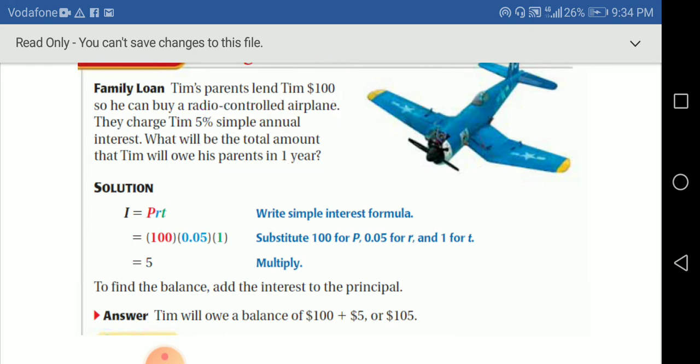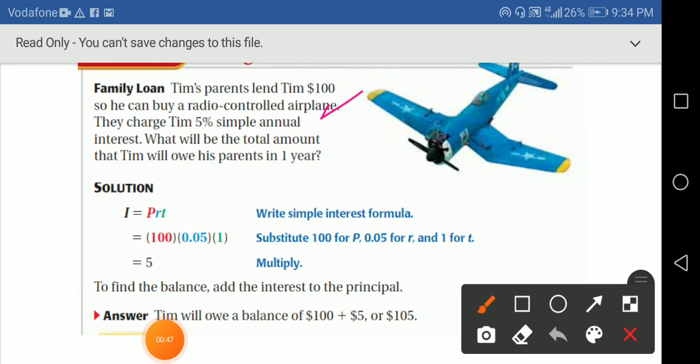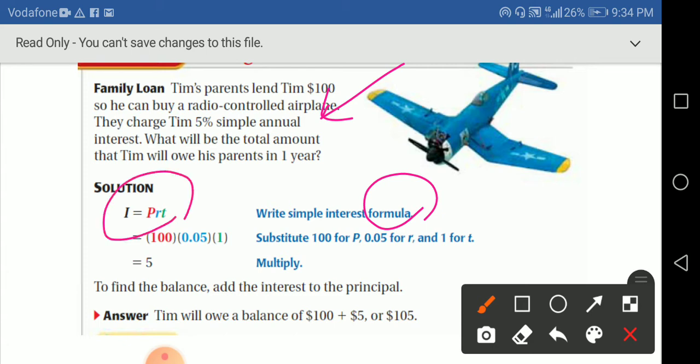So we've got some information here. We have to translate it into our new formula. What's the new formula here? We've got the interest will be equal to the principal multiplied by the rate multiplied by the time. Okay, guys, what's the principal, what's the rate, and what's the time?